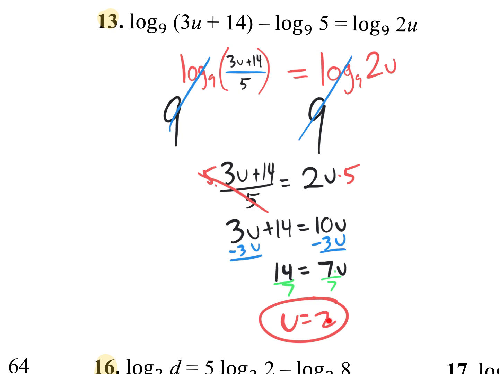Let's say this would have been a minus 6, and you plug in the 2. 6 minus 6 is 0. You can't do log base 9 of 0. There is no such answer. So there would be no solution if that were the case.